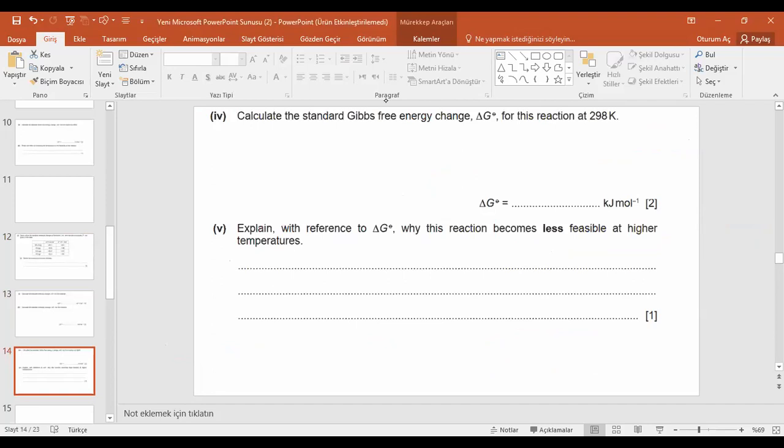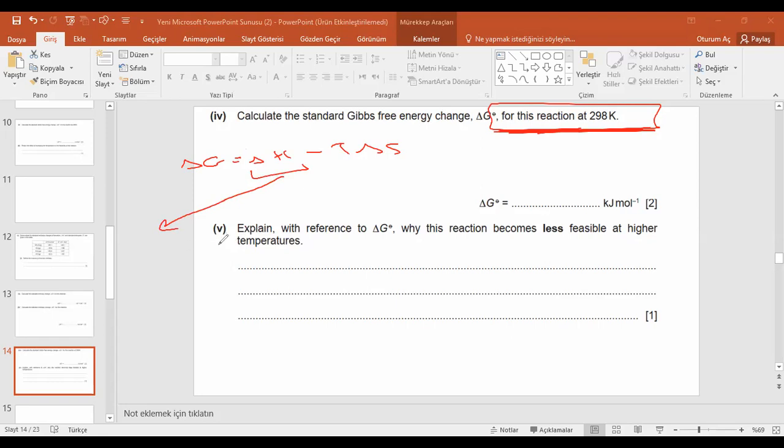Calculate delta G at this temperature. We know that delta G equals delta H minus T delta S. Delta H we calculated, it is minus 31.1, minus T delta S. The temperature is 298, and delta S we calculated, it was minus 15, right? We forgot something.